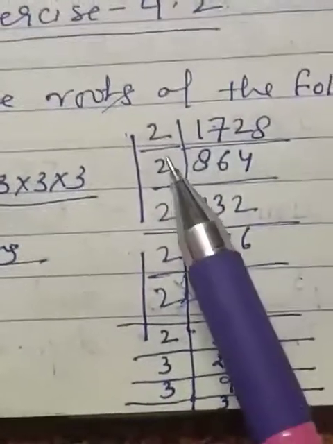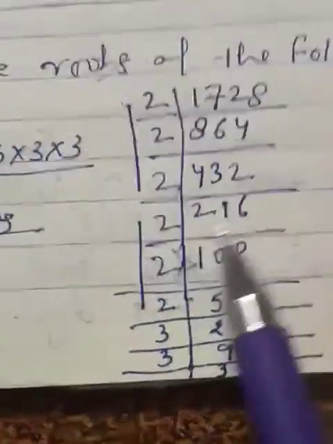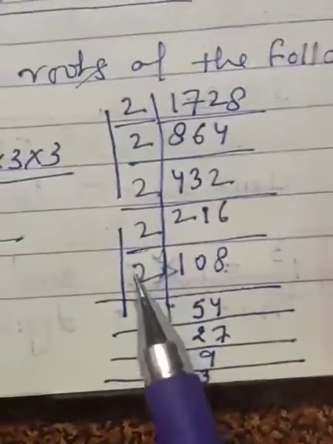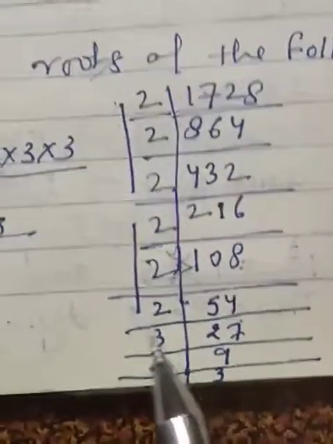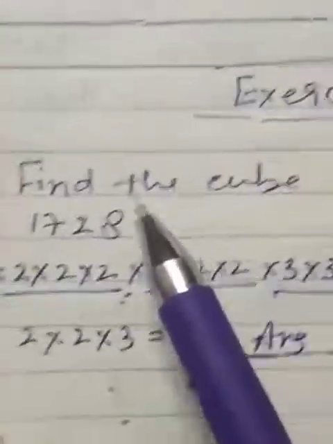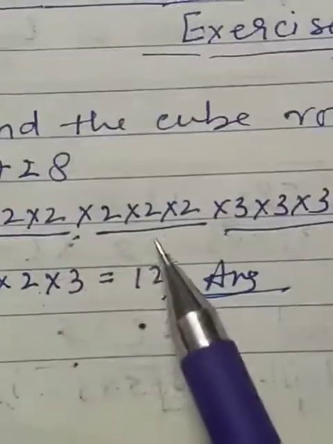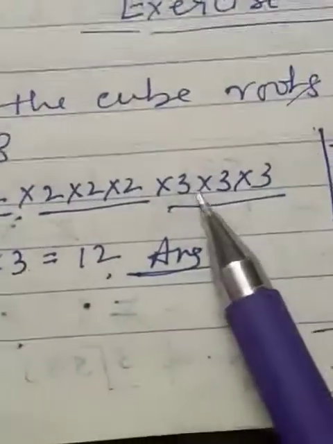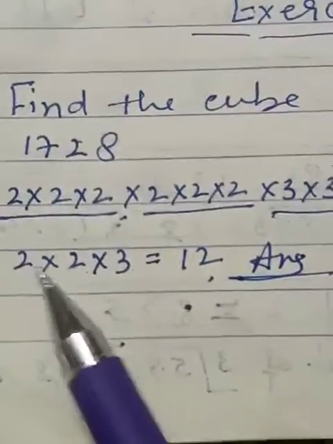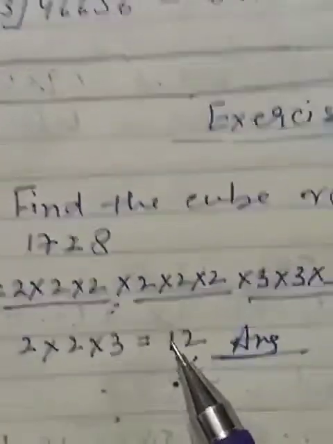1728. Simple method: we are taking the prime factorization of the given number, dividing by 2. 864 divided by 2, 432 divided by 2, 216 divided by 2, 108 divided by 2, 54 divided by 2, 27 divided by 3, 9 divided by 3, 3 divided by 3, 1. Now when we write in factor form, 2 three times, 2 three times, 3 three times. 2 × 2 is 4, and 4 × 3 is 12. 12 is the cube root of 1728.